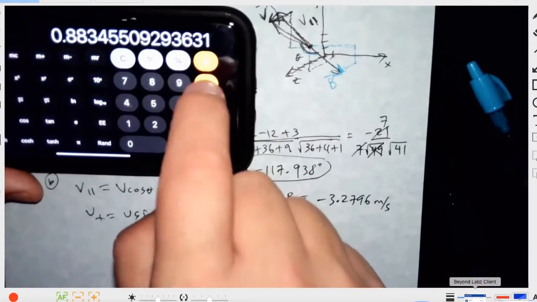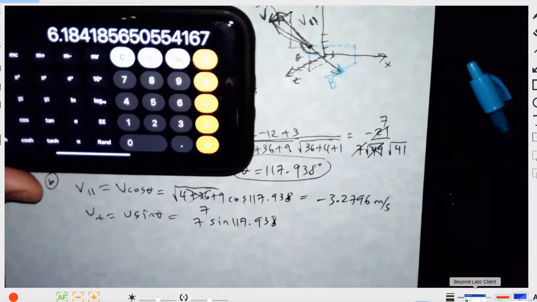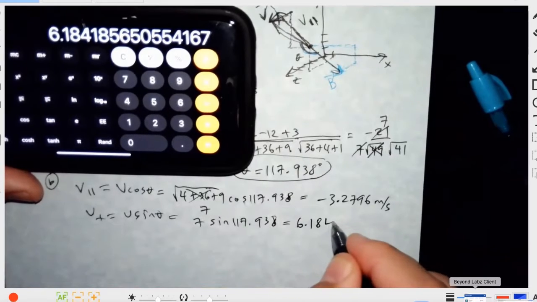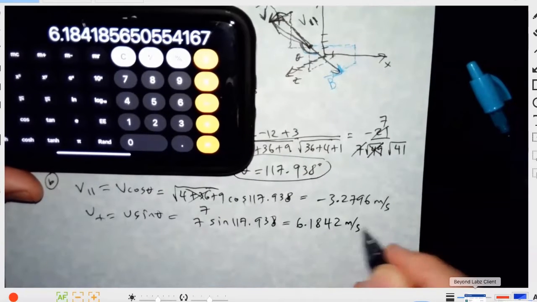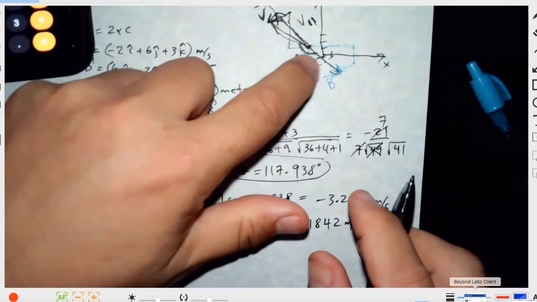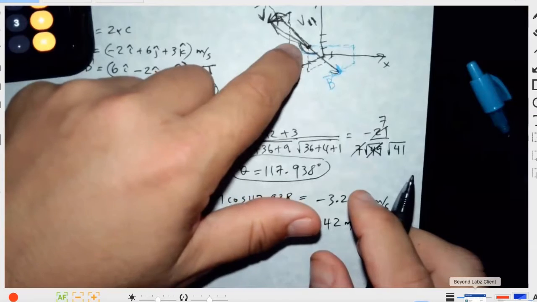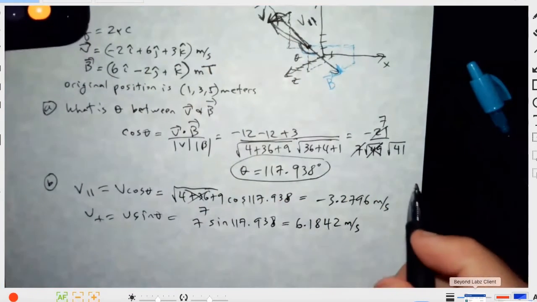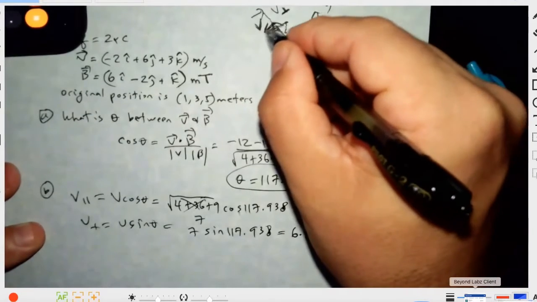sine times 7 is 6.1842 meters per second. Also, it's not actually as big as I made it out to look. Mine looks like it's closer to 180, so the perpendicular is actually bigger.